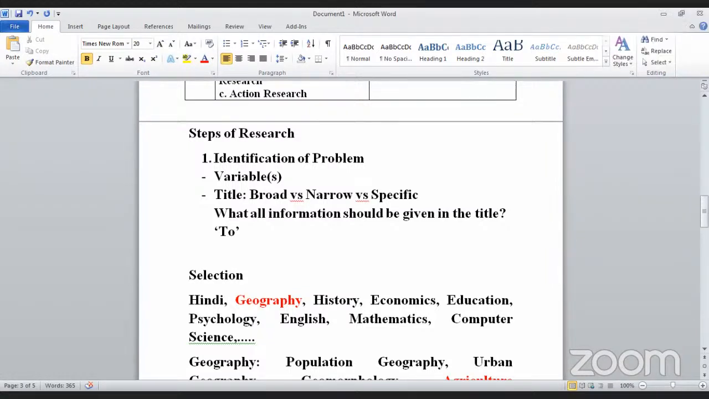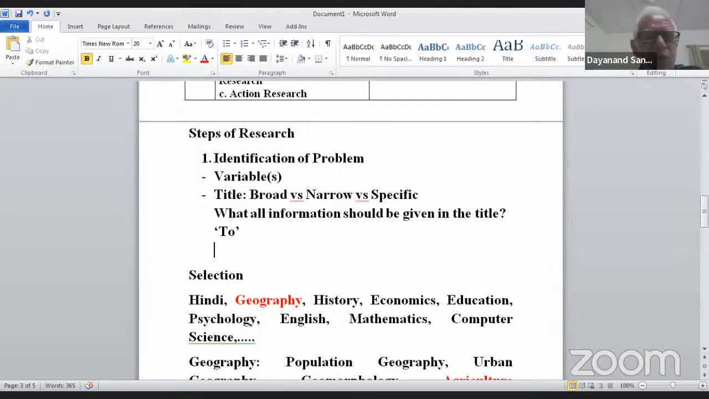We can, sir, we can use this word "to" in our objective: to understand, to explore, to study. Correct. Yes, the word "to" in the objective, but not in the title. Why? Because the word "to" gives you the direction, and the title does not give you the direction. Direction is given by your objective. So that is why "to" should be in your objective, but not in the title.